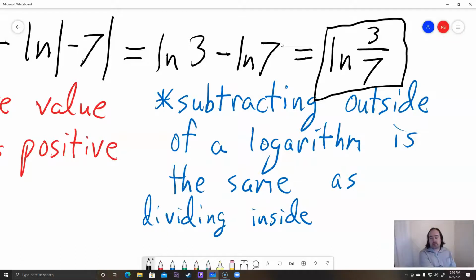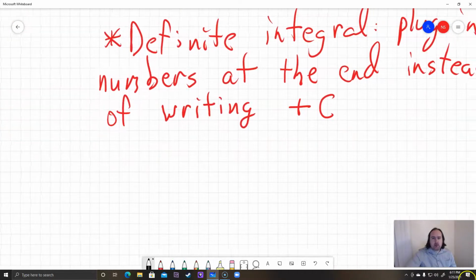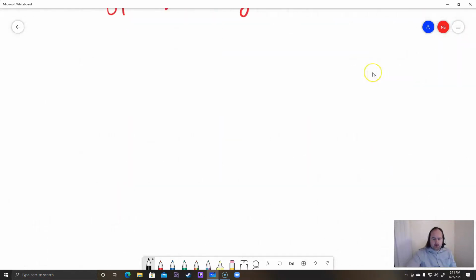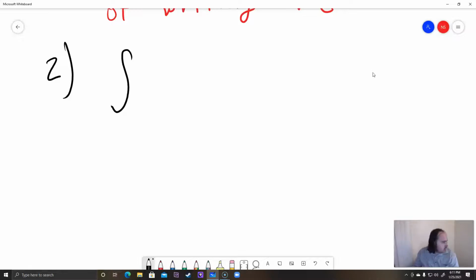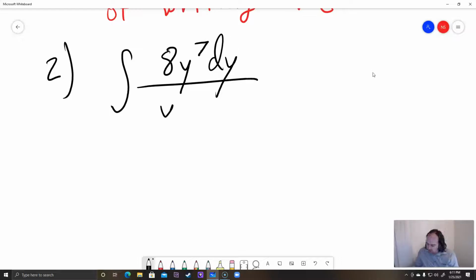So for the next problem, I want to do an indefinite integral. And this one's a little bit trickier. Okay, this one has a little bit more to it. So for problem number 2, we're going to do the integral of 8y to the 7th dy, all over y to the 8 minus 6.